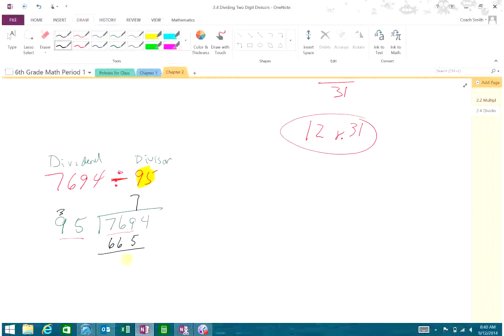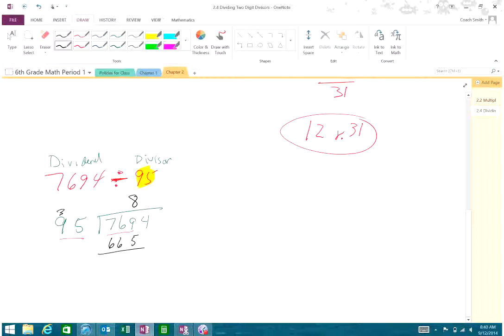So let's see. 4, 0, 1. Doesn't work, does it? Okay? So it's got to go 8 times, because 104 is larger than our divisor, so we've got to go 8 times. Like I said, that's just an estimate.